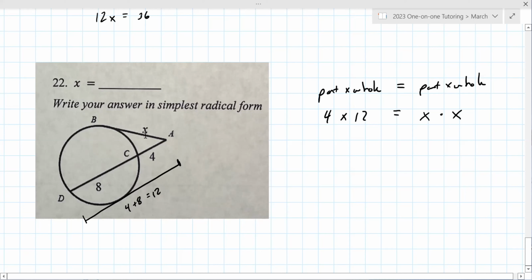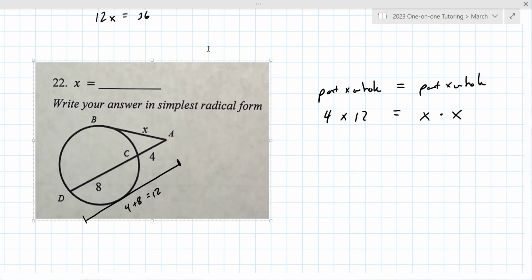So in the case of the tangent, the part and the whole are the same. Four times 12 equals x times x, which equals x squared.